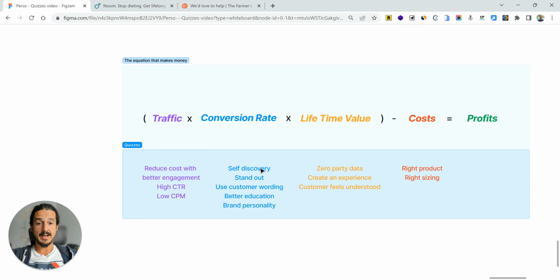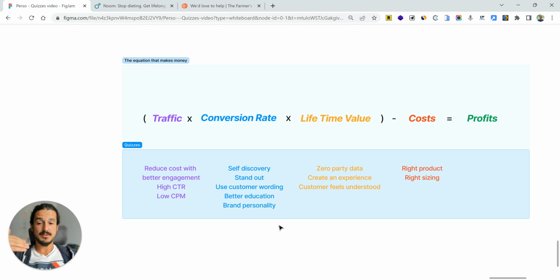On the conversion rate side, obviously the self-discovery makes the customer feel understood. You will stand out because not a lot of people are actually using a good quiz. A lot of people are using a quiz, not a lot of people are using a good quiz. You can then use the customer wording in your marketing, which means in your ads, but also in your landing page, product page. You could use the objections, why the solutions that they tried before failed, and you could use all of that in your website.